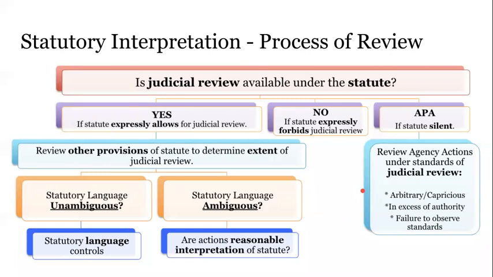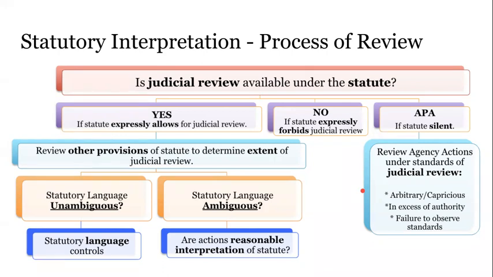What these standards here, arbitrary and capricious, in excess of authority, and failure to observe standards, they are also measurings. They're ways of measuring whether there's a violation of a law under the Administrative Procedures Act. And most of the time, the violation will be a violation of government authority. Government has failed to do something, or government overstepped its bounds. It just depends on the facts and what's going on.